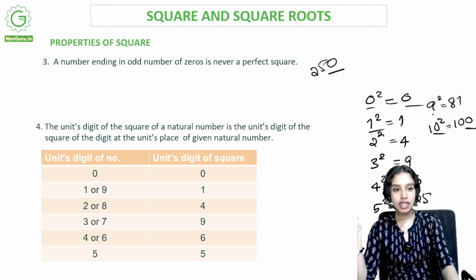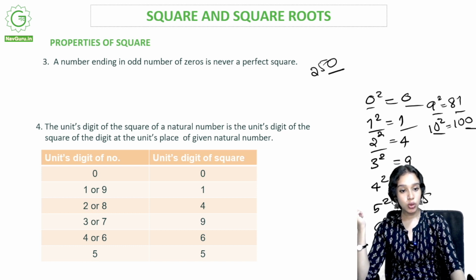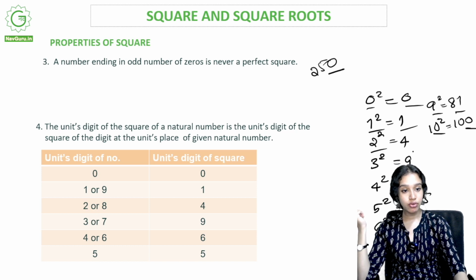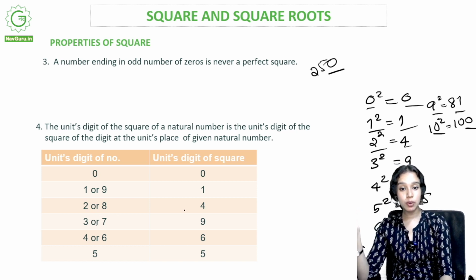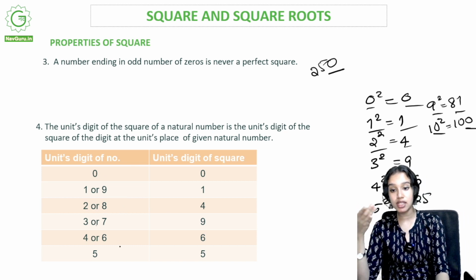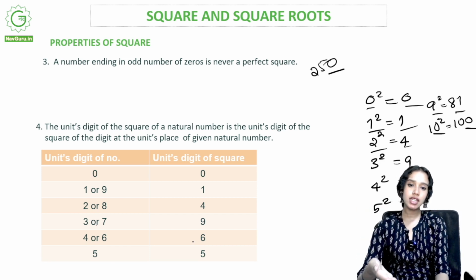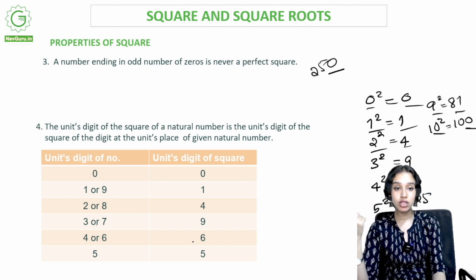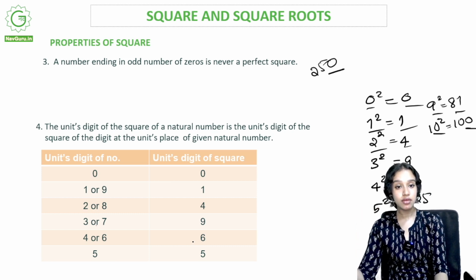For 1 and 9, we have 1 at the unit place. For 2 and 8, we have 4 at the unit place. For 3 or 7, we have 9 at the unit place. For 4 or 6, we have 6 at the unit place. And for 5, we have 5 at the unit place. So when we see the unit place of a given square, we could determine which might be the unit place of the square root of the number.